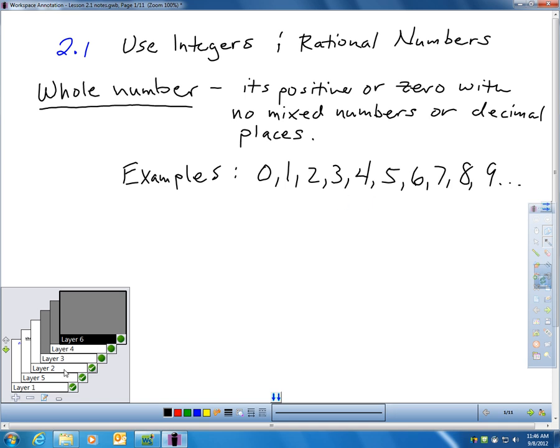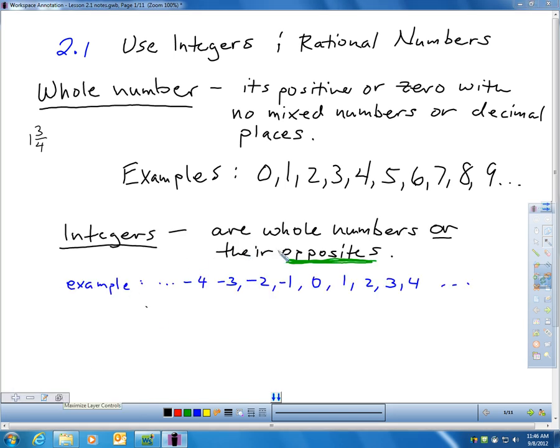Remember, mixed numbers means things like 1 3/4. It's mixed. It has a whole number and a fraction mixed together. Okay? So, whole numbers are positive numbers or zero. They cannot be mixed numbers, and they cannot have decimal places.